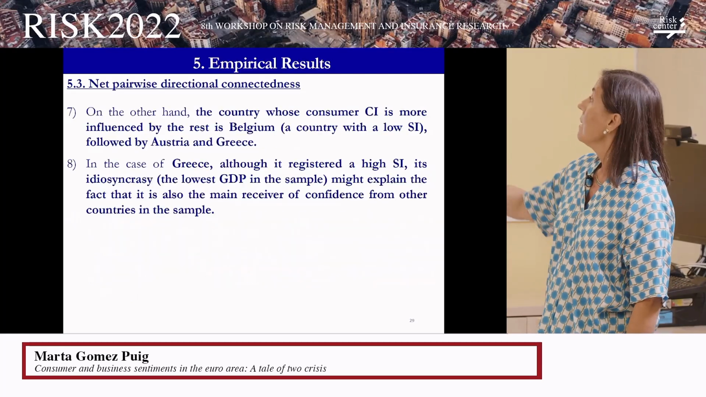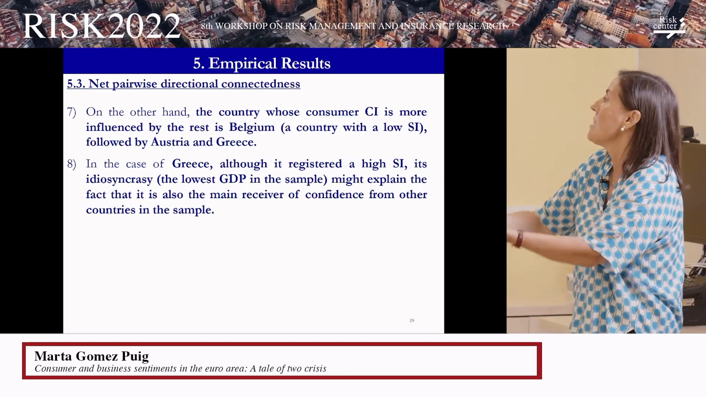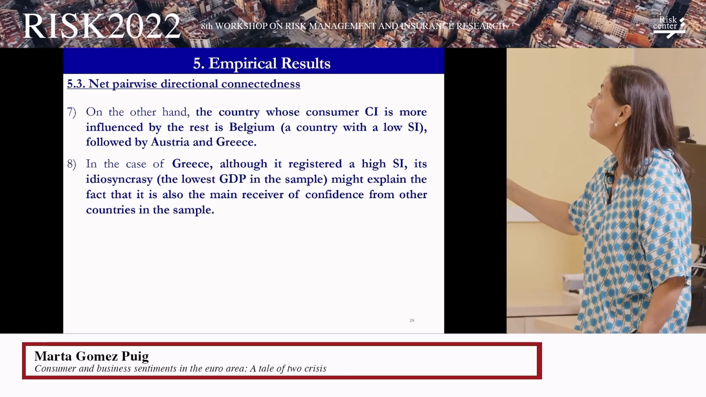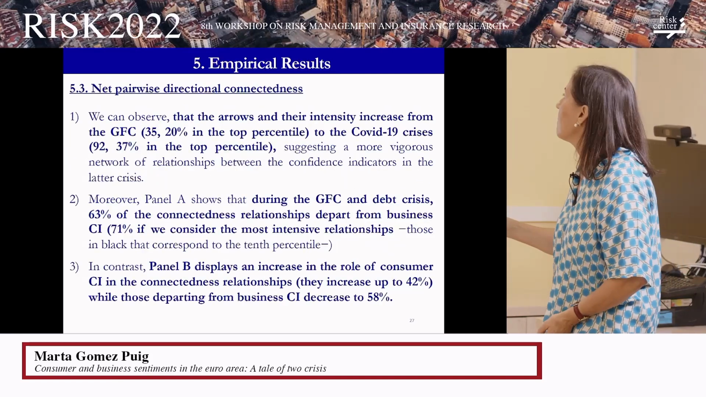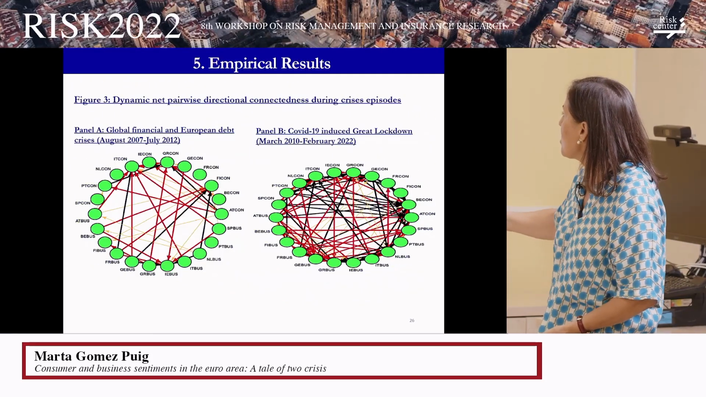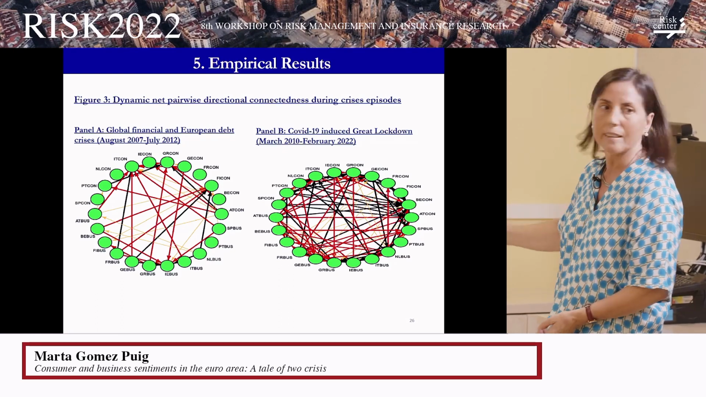In contrast, the country whose consumer confidence indicator is more influenced by the rest is Belgium, a country with a low stringency index. We can see that in the figure, Belgium is a net receiver of confidence from the rest of the indicators in the network.